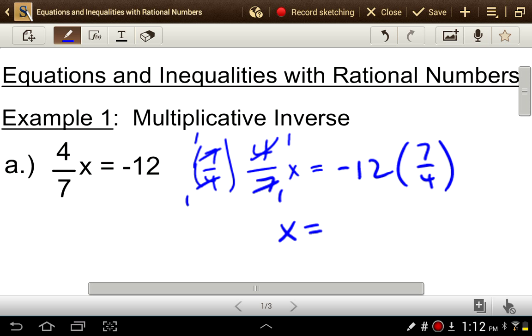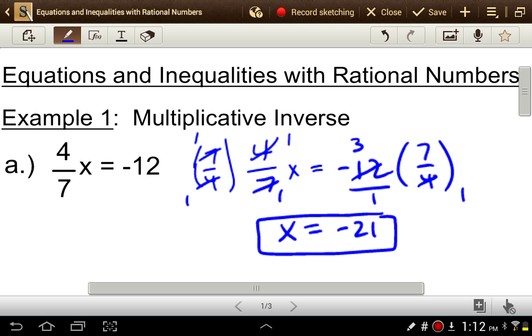On this side, I can do negative 12/1, and then I can cross-cancel. 12 is on top, so that's going to become a 3, and the 4 is going to become a 1. That's a negative 3 times 7 is negative 21. That is over 1, so we don't write the over 1 part, that's what it is. So we get x equals negative 21. So to solve this equation with fractions, you just multiply by the reciprocal, which is the multiplicative inverse technique. Yes, you could divide both sides by 4/7, and then you'd eventually get to the same answer I did. Okay, I'm going to go on to my next problem, B.